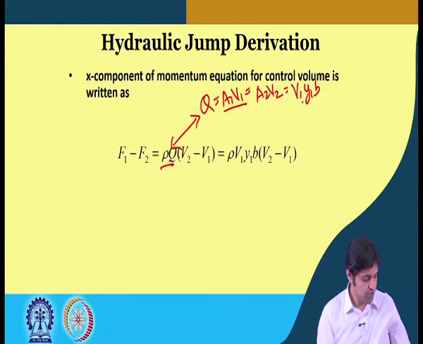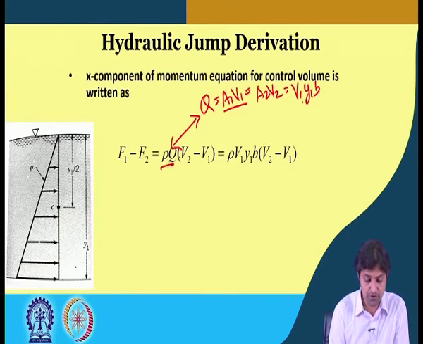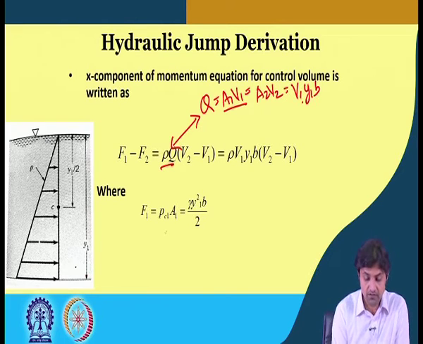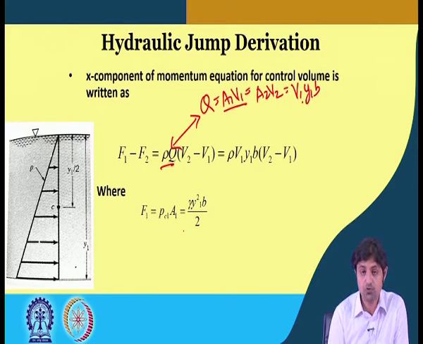Now, we need to determine F1 and F2. So, how to determine F1 and F2? This is a simplified diagram of the hydrostatic pressure that we have drawn, the force due to the hydrostatic pressure. If you remember, F1 can be given as rho times the pressure at the midpoint C1 into A1. So, this will be gamma Y1 by 2 into Y1 B.